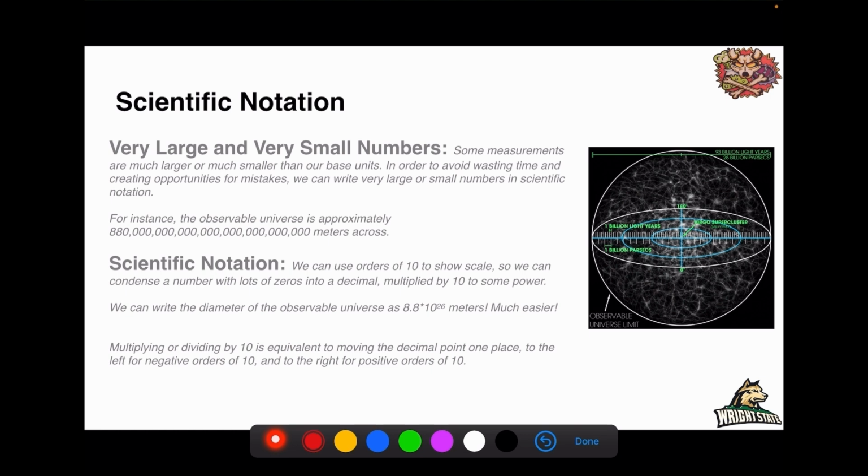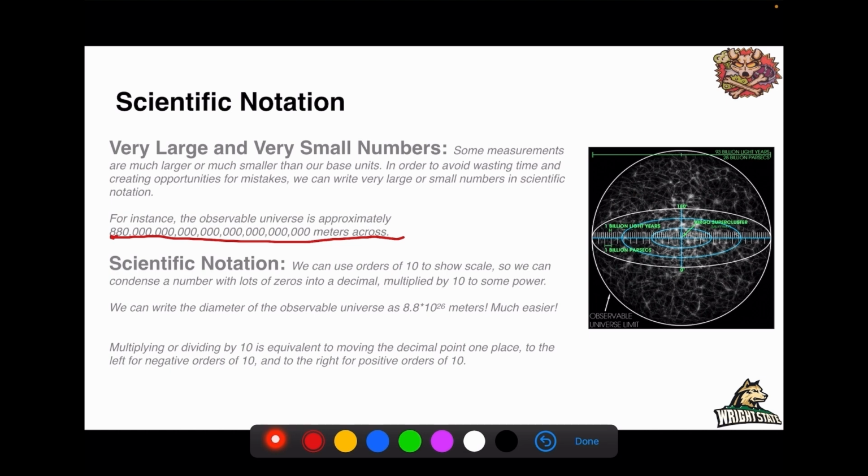For instance, the observable universe is about this big. In meters, its distance is this number, which is thousand, million, billion, trillion, quadrillion, quintillion, sextillion, septillion, octillion. So it's 880 octillion meters across. Writing that number out every time is really annoying.